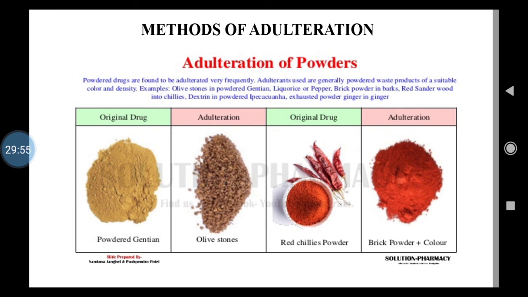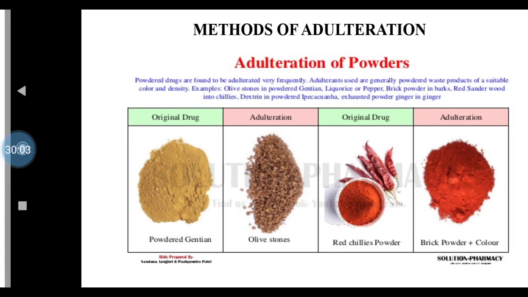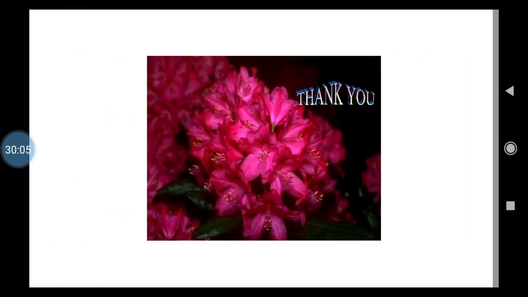So here we have covered the different methods of adulteration with important examples. I hope you have understood the definition of adulteration and all these different methods, and the proper examples to be given in the different methods. Okay, thank you.